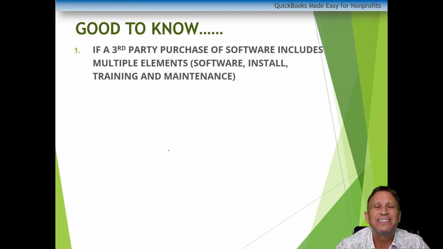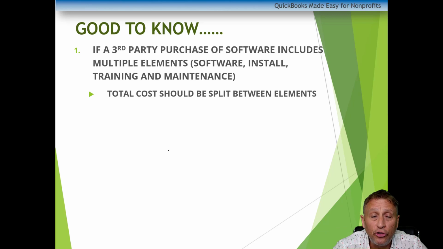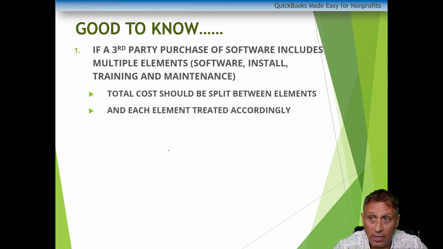Another thing, sometimes you'll purchase from a third party software that includes multiple elements, okay? Software, installation, training, maintenance. What do you do there? What you're supposed to do is you're supposed to split the cost based on your estimates of fair market value. You split the cost between the elements, okay? And then each element is treated accordingly.